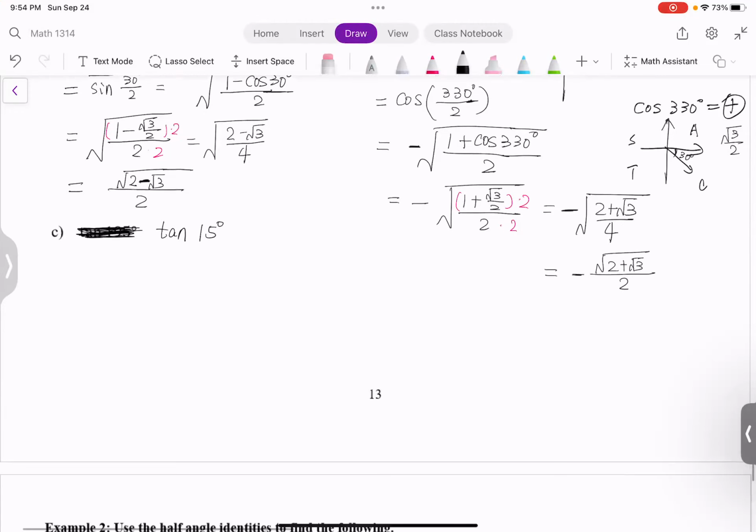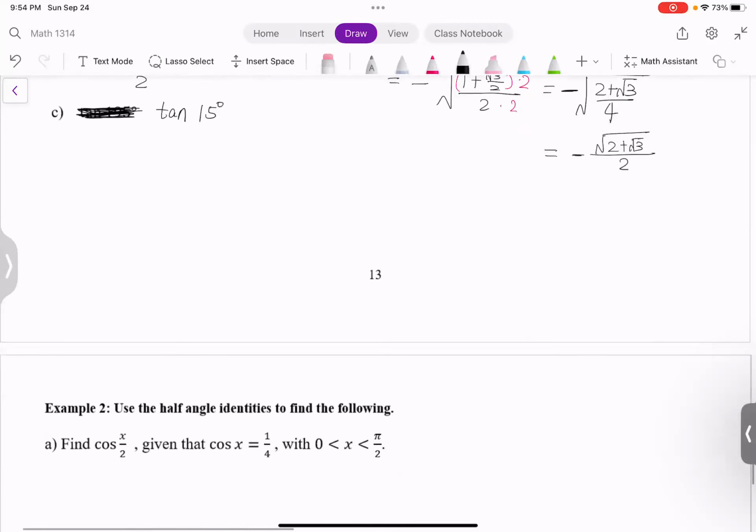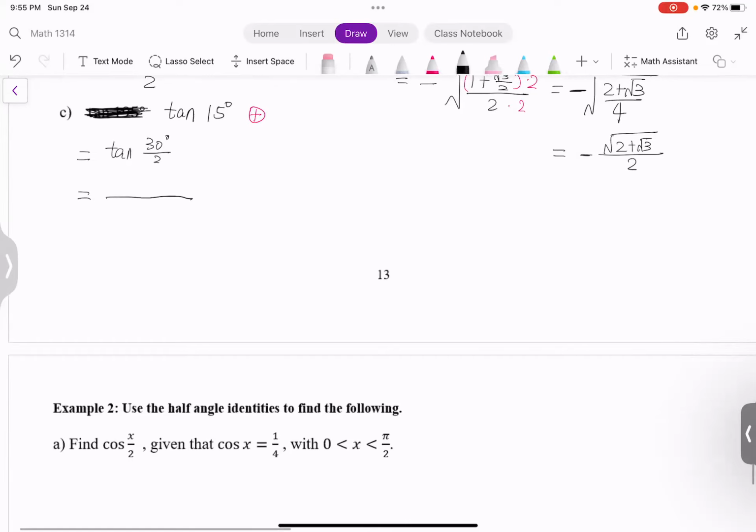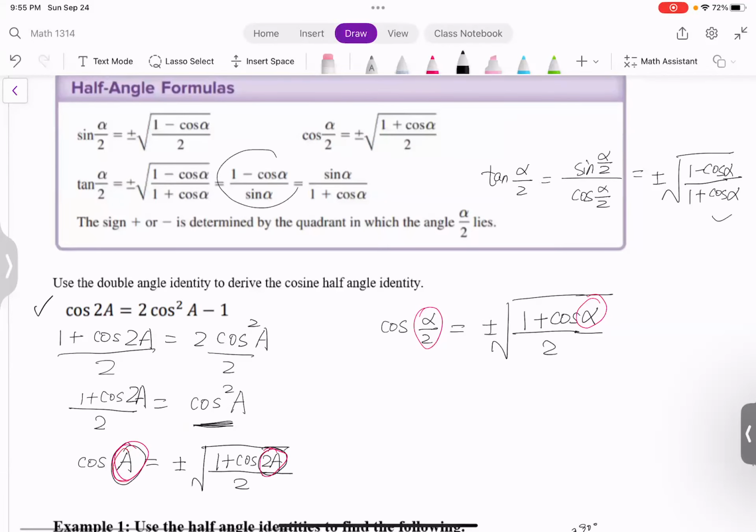And how about tangent 15? First I will see where 15 degrees is: in the first quadrant. Every trig function in the first quadrant is positive. So positive symbol. And tangent 15 is tangent of 30 over 2. So let's use the formulas. Which formula are you picking? I'm picking the one that has no plus or minus sign. Oh, we have two formulas with no plus or minus sign, so you can pick either one.